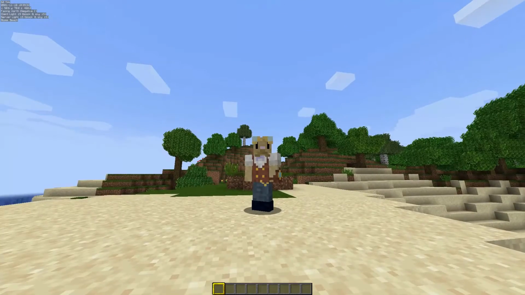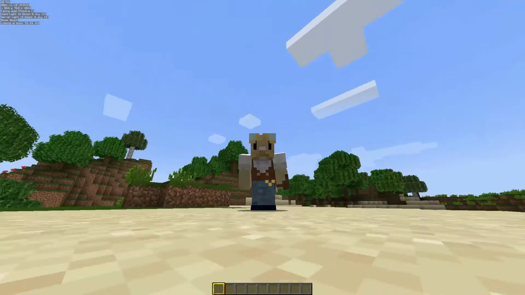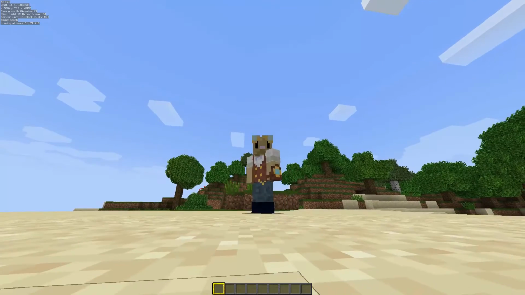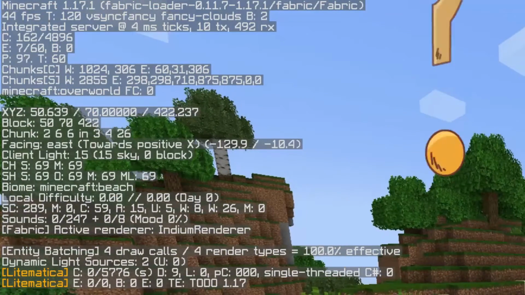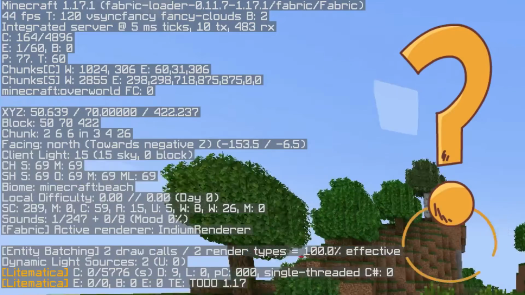Now you get to the F3 debug screen by pressing F3 on your keyboard, and when you do, this is what comes up. And if you don't know what you're looking at, it can be a little bit confusing and off-putting, but it's actually really useful information.